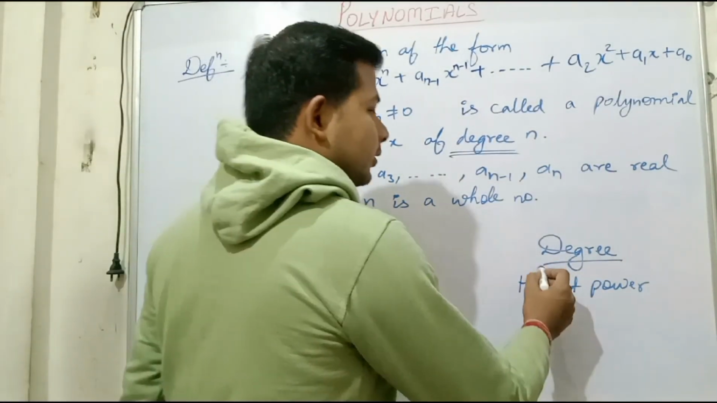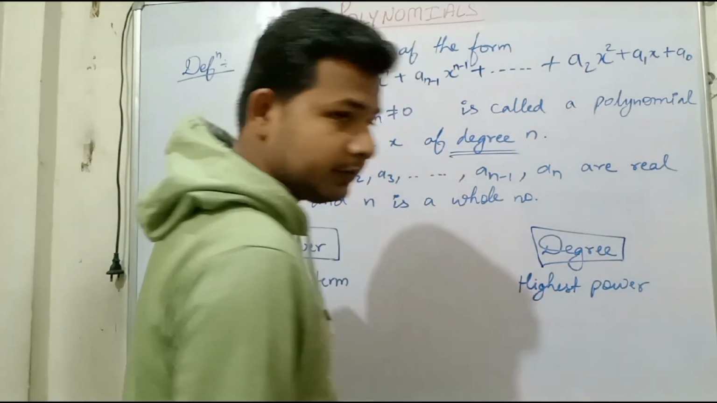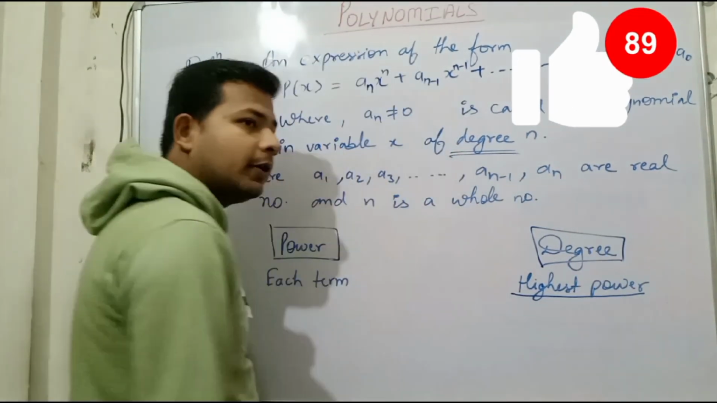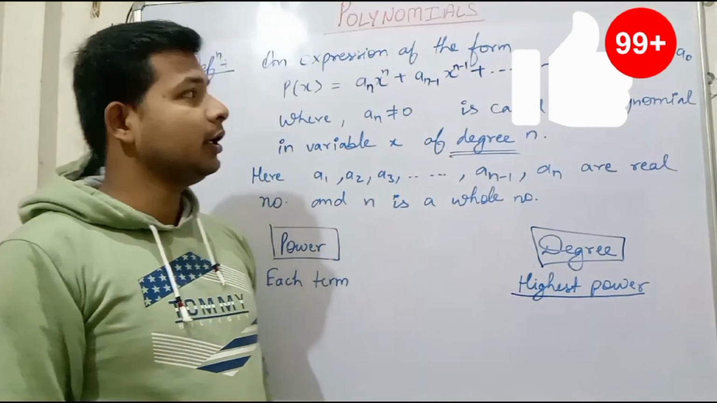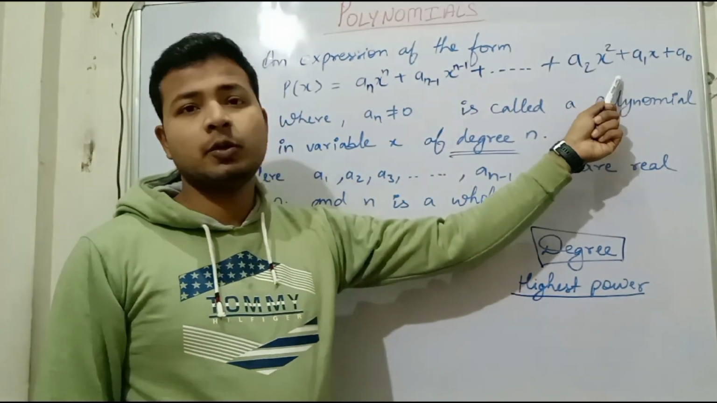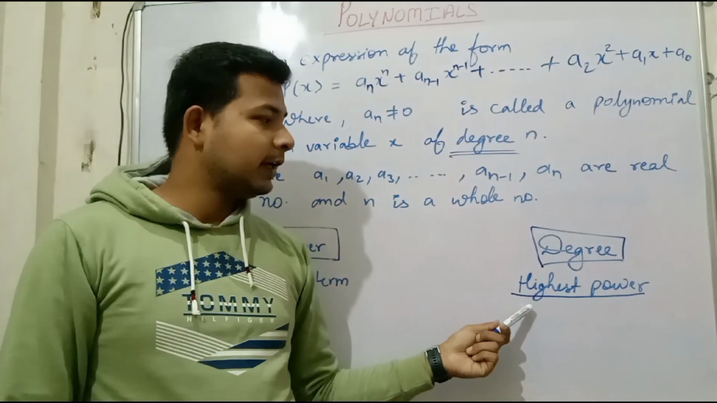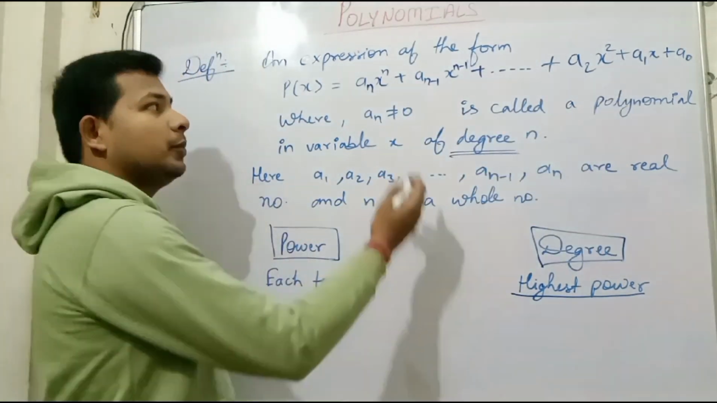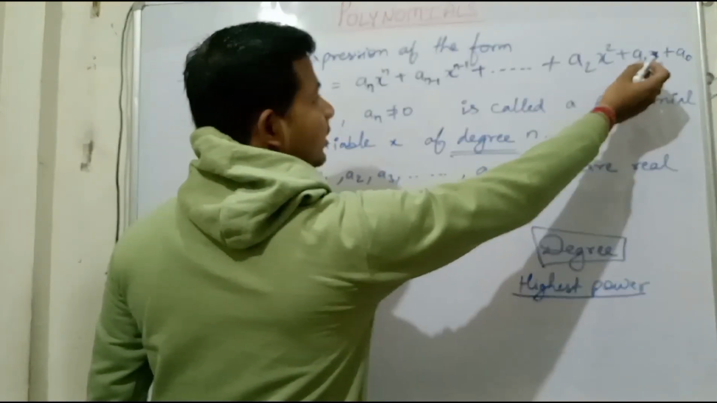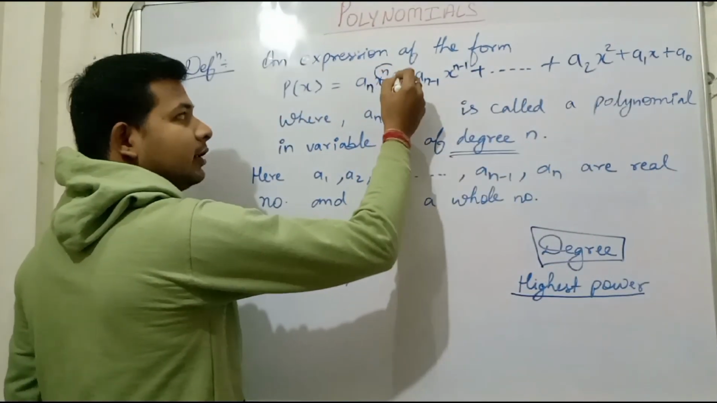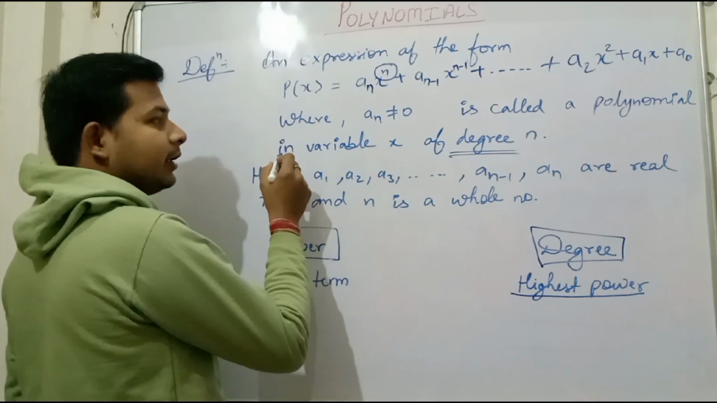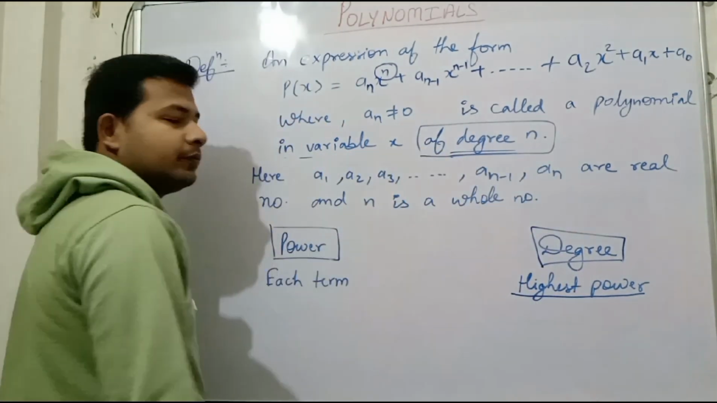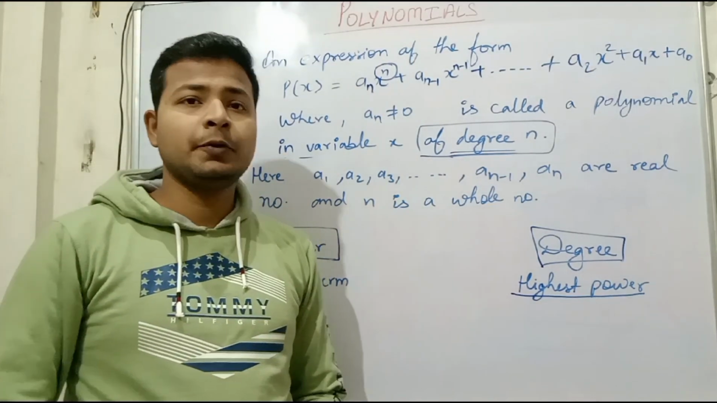So this is the definition of power. The most important thing, degree. What do we mean by degree? The highest power of the given expression or polynomial. If I say this one is an expression or polynomial, we have to find the highest power of this expression or polynomial. Since we know that the highest power is n, that's why we are treating it as of degree n. I hope this is clear to all of you.